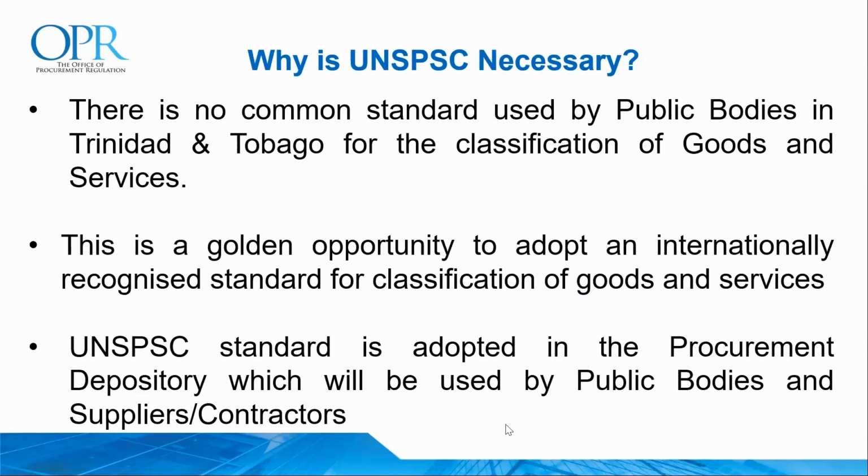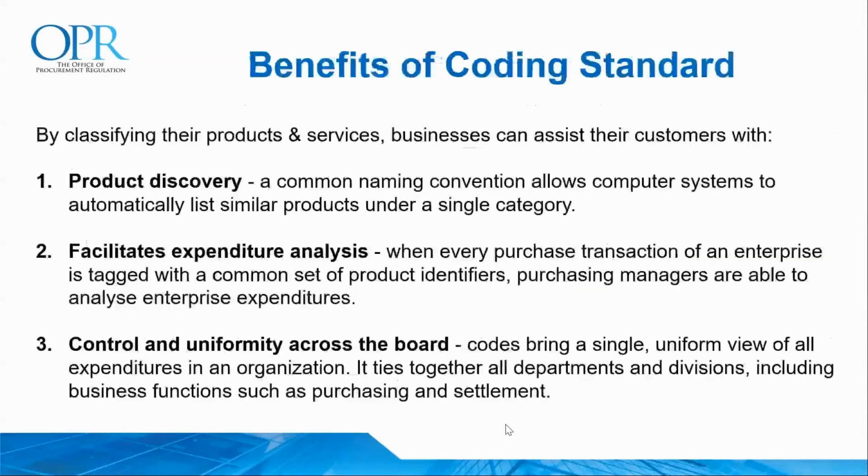So the question you may ask is, why is UNSPSC necessary? Currently, there is no common standard used by public bodies in Trinidad and Tobago for the classification of goods and services. And this OPR saw this as a golden opportunity to adopt an internationally recognized standard for classification of goods and services. The UNSPSC standard is adopted particularly in the procurement depository, which will be used by both public bodies and you, the suppliers and contractors.